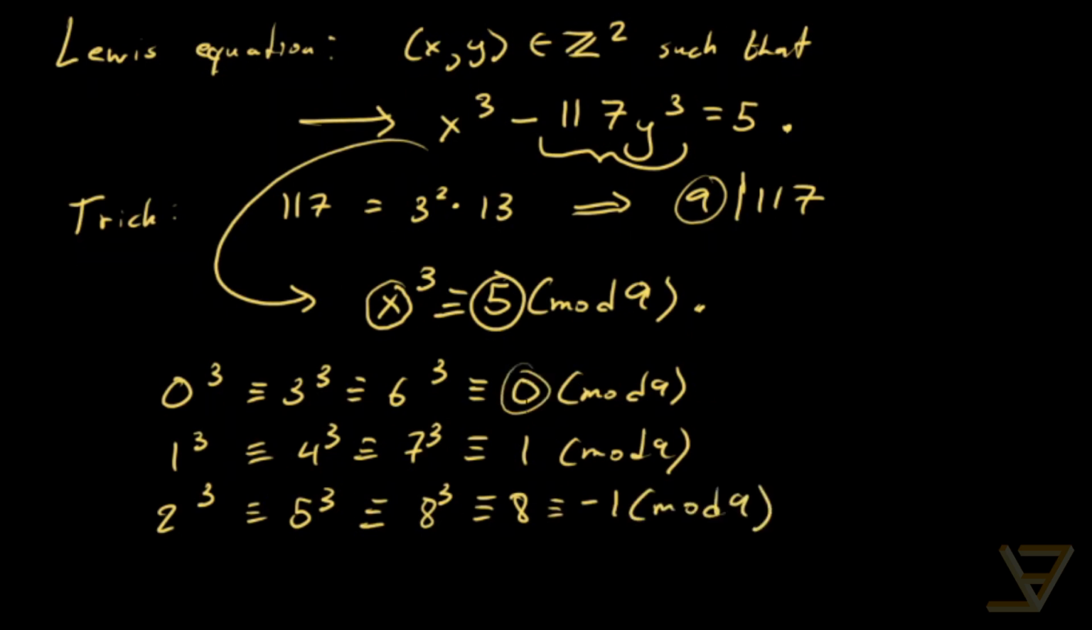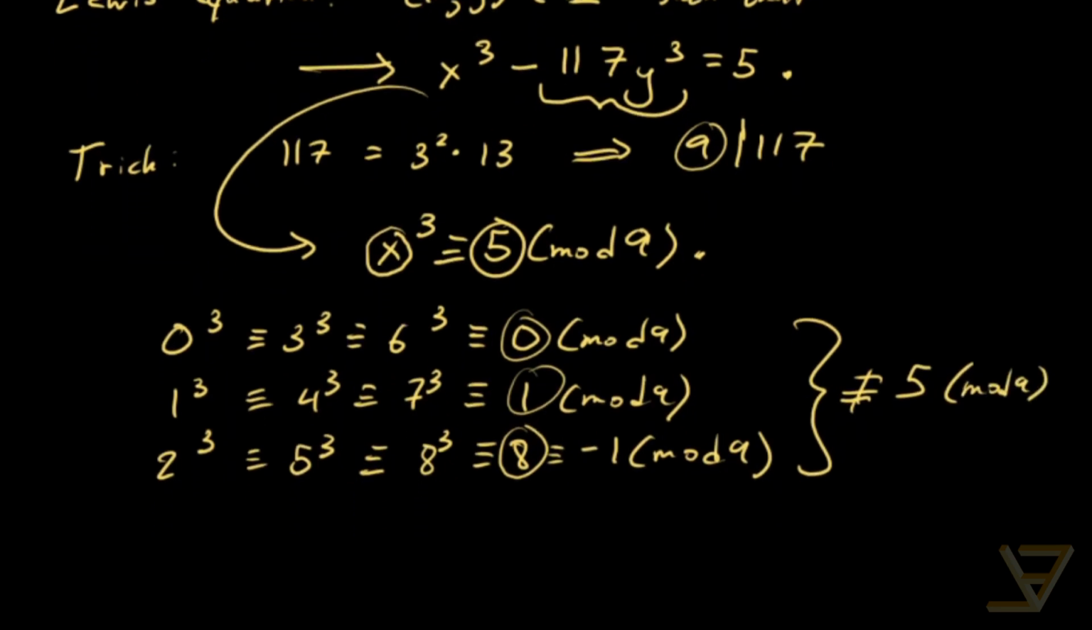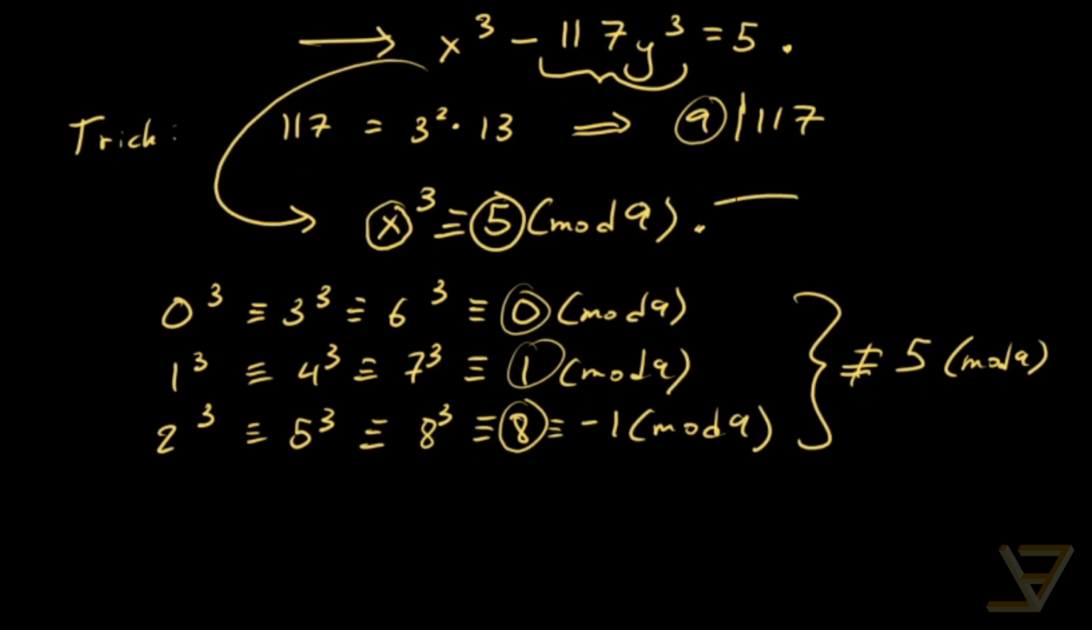So we have 0, 1, and 8, and none of them are 5 modulo 9. That means there are no cubic residues of 5 modulo 9, so this is a contradiction. That means there are no solutions.